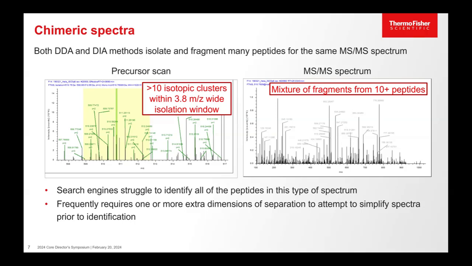Typical search engines don't do a very good job with the spectrum on the right. So if we take Sequest, which is our default search engine in PD, we might be able to pull 2 or 3 of those peptides, but not 10. The Chimerys algorithm is designed to get up to all 10 of those at the same time in that spectrum.